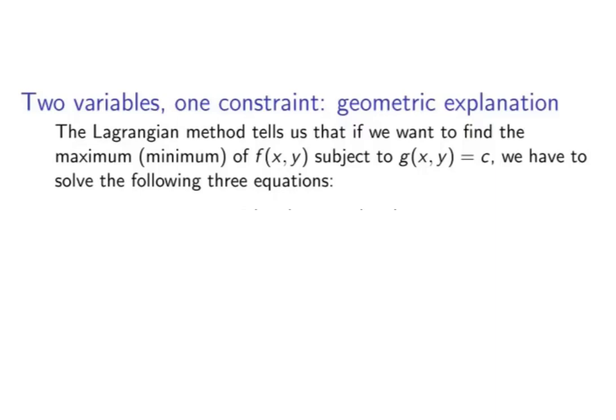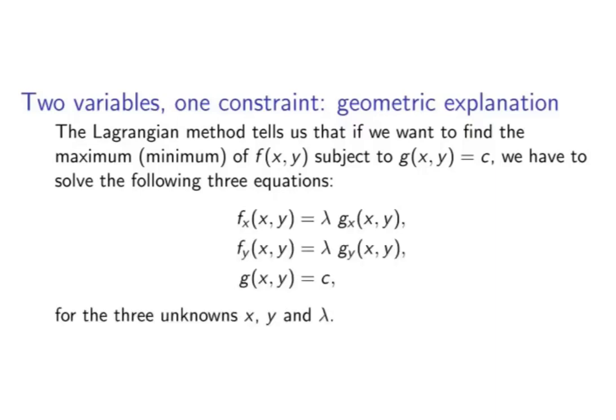system with three equations. Namely, the first equation is f_x(x,y) = lambda times g_x(x,y). The second equation is f_y(x,y) = lambda times g_y(x,y). And the third equation is the constraint equation itself, g(x,y) = c. And the unknowns are x, y, and lambda.